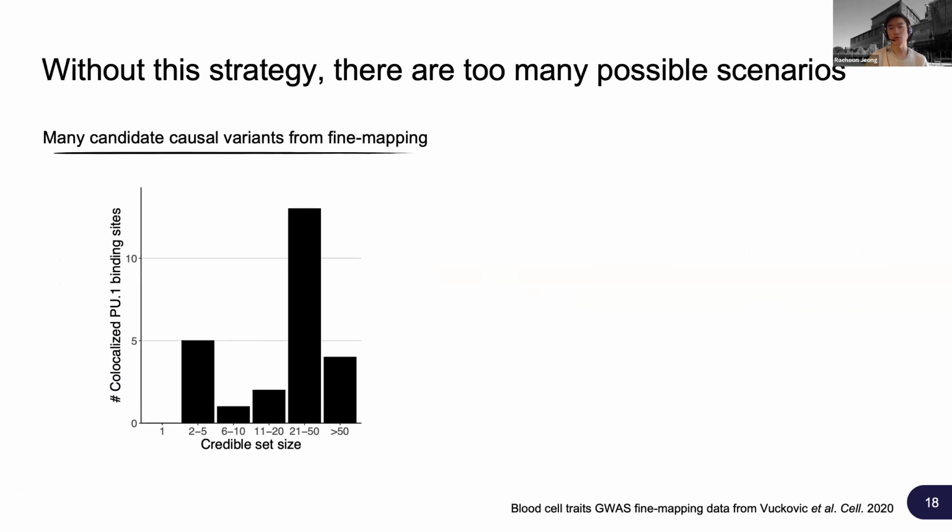Now, without this strategy, it would be quite challenging to pinpoint a likely causal variant at an associated locus. Typically, statistical fine mapping is used to narrow down candidate causal variants for GWAS data. However, we expect to find many correlated variants, as was the case with loci that colocalized with PU1 binding QTLs.